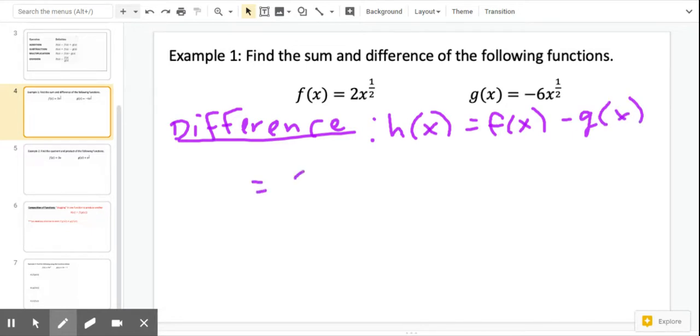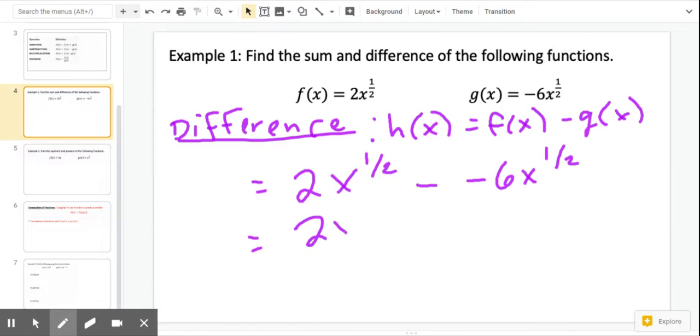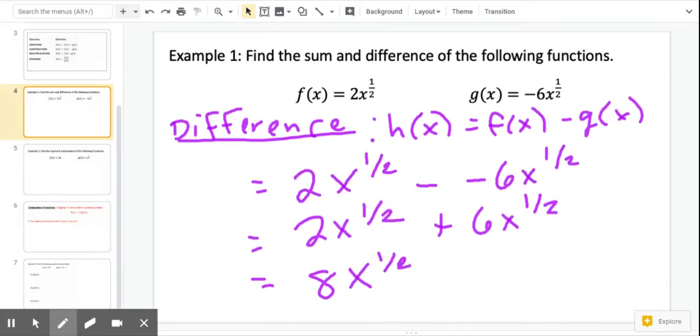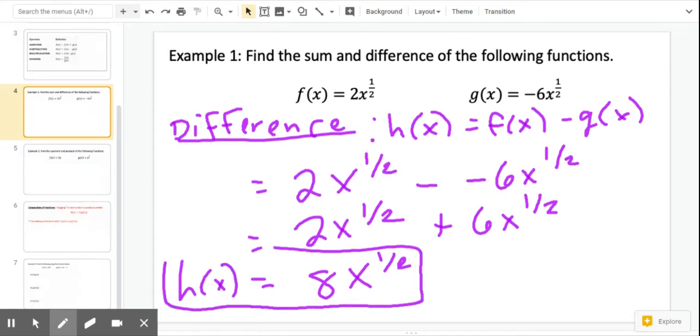going to be 2x to the 1/2 power minus negative 6x to the 1/2 power. So when we have minus a negative like that, that always turns into plus 6x to the 1/2. And again, we have like terms here, x to the 1/2 and x to the 1/2, so we can combine those. 2 plus 6 is 8, so we have 8x to the 1/2, and that's our new function h of x that we found by finding the difference.